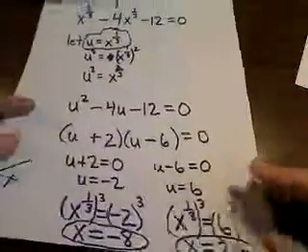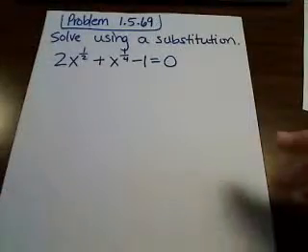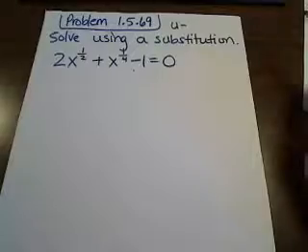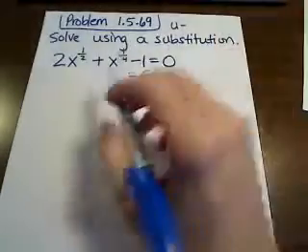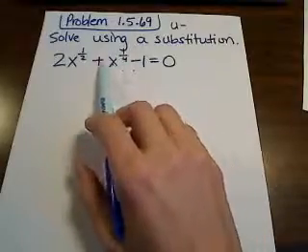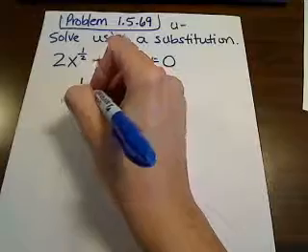And then a related problem, very, very similar, was asked also. It was this problem right here, 1.5.69. It's basically the exact same scenario here. We're asked to use a u substitution, and we have 2x to the 1/2 plus x to the 1/4 and then -1. So I'm going to do the same thing here.